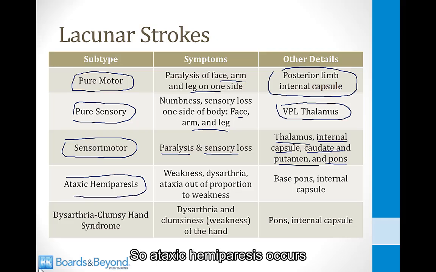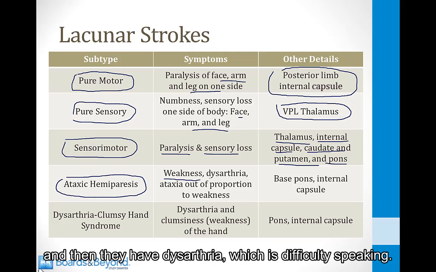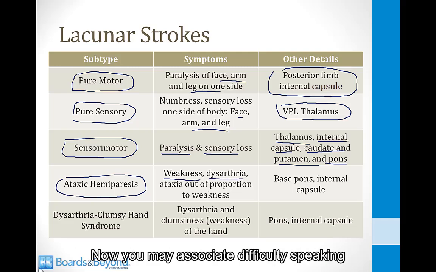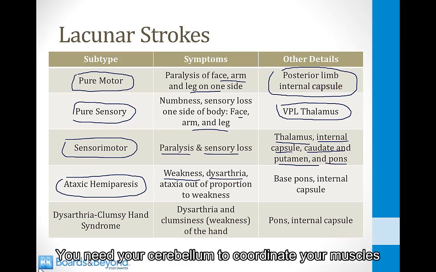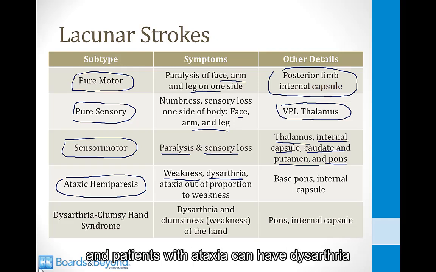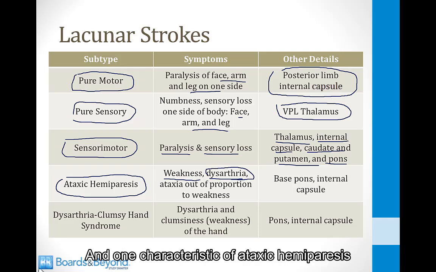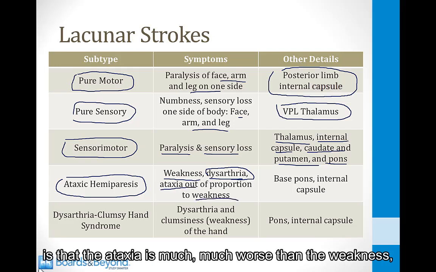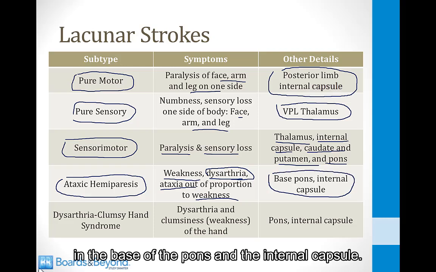So ataxic hemiparesis occurs when patients have weakness, that's the hemiparesis part, and then they have dysarthria, which is difficulty speaking. Now you may associate difficulty speaking with problems to the left side of the brain, and that's true, but you can also get it when you have cerebellar dysfunction. You need your cerebellum to coordinate your muscles in order to speak properly, and patients with ataxia can have dysarthria and difficulty speaking. And one characteristic of ataxic hemiparesis is that the ataxia is much, much worse than the weakness. So the weakness may be relatively mild, but the ataxia is severe. And these patients have lacunar infarcts in the base of the pons and the internal capsule.